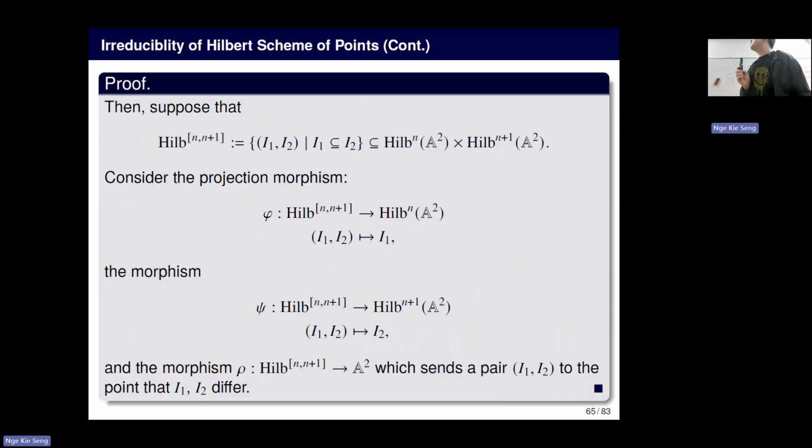And then we define Hilb n plus 1 bracket as a subset of the Hilbert scheme of n points times the Hilbert scheme of n plus 1 points, such that the ideal I1 is a subset of I2. And actually, you can check that after that, our projection should be surjective, and phi and psi are just the projections back to the Hilbert scheme of n points and the Hilbert scheme of n plus 1 points. Then we define a morphism rho that sends this Hilb n plus 1 to A2, which sends a pair (I1, I2) to the point where I1 and I2 differ. We can do this because I1 and I2 live in different Hilbert schemes, so they cannot be the same, since the quotient dimension is different, right?